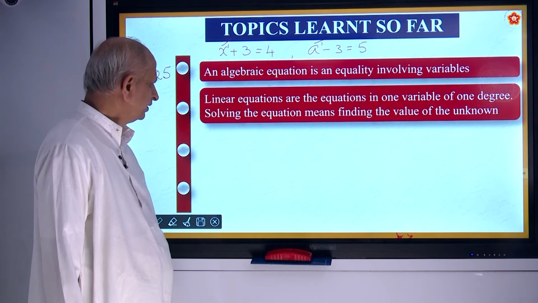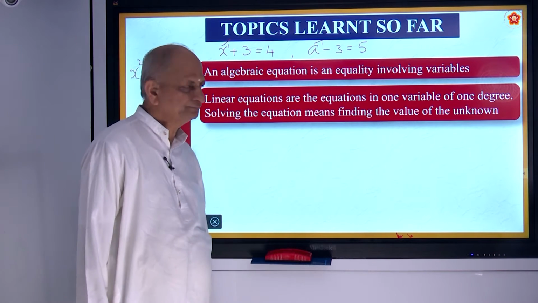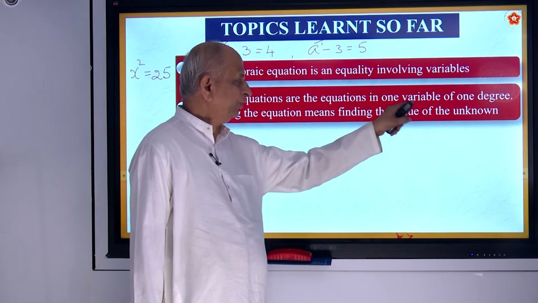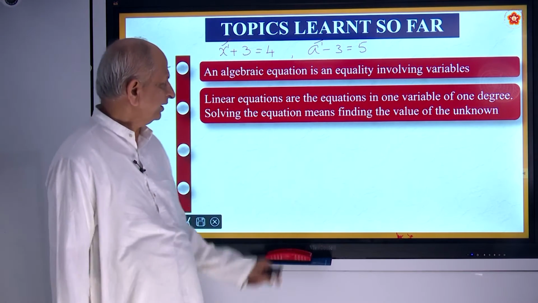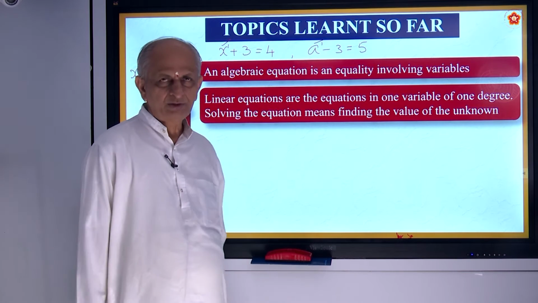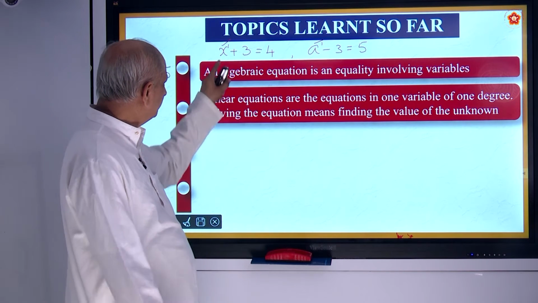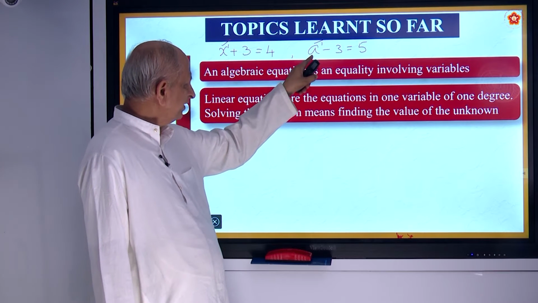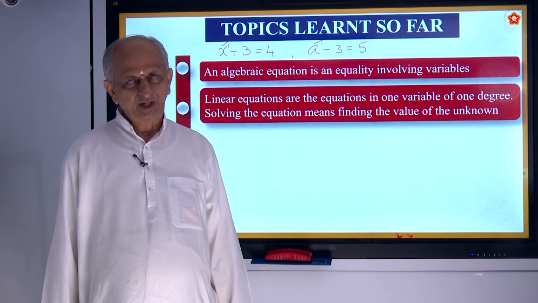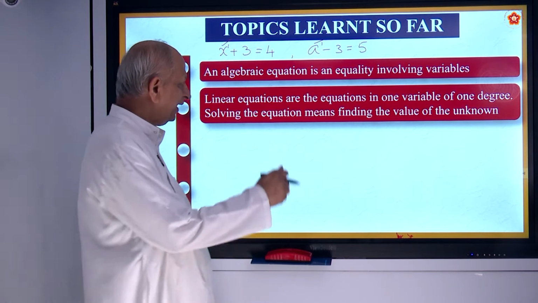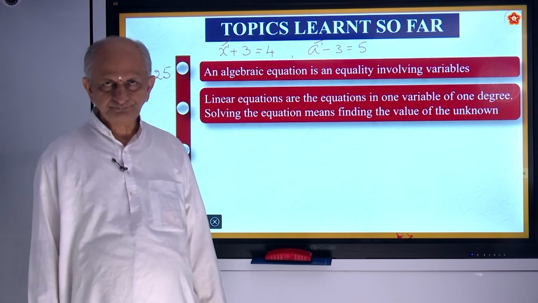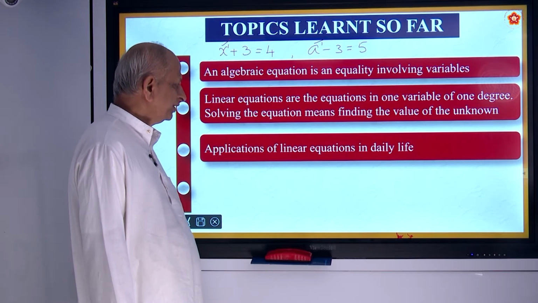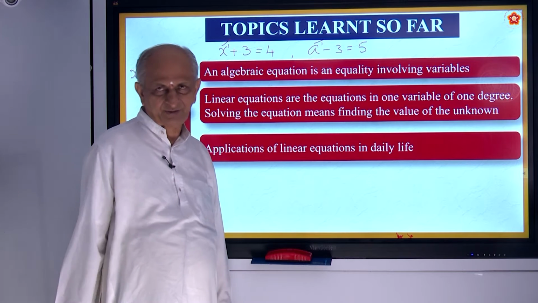Now, what do you mean by solving the equation? Solving means finding the value of the unknown. Here there are unknowns, so you should find a value. For example, in this case, the value of x is 1 because 1 plus 3 is 4. The value of a is 8 here. Is it not? So finding the value of the unknown is called solving the equation.